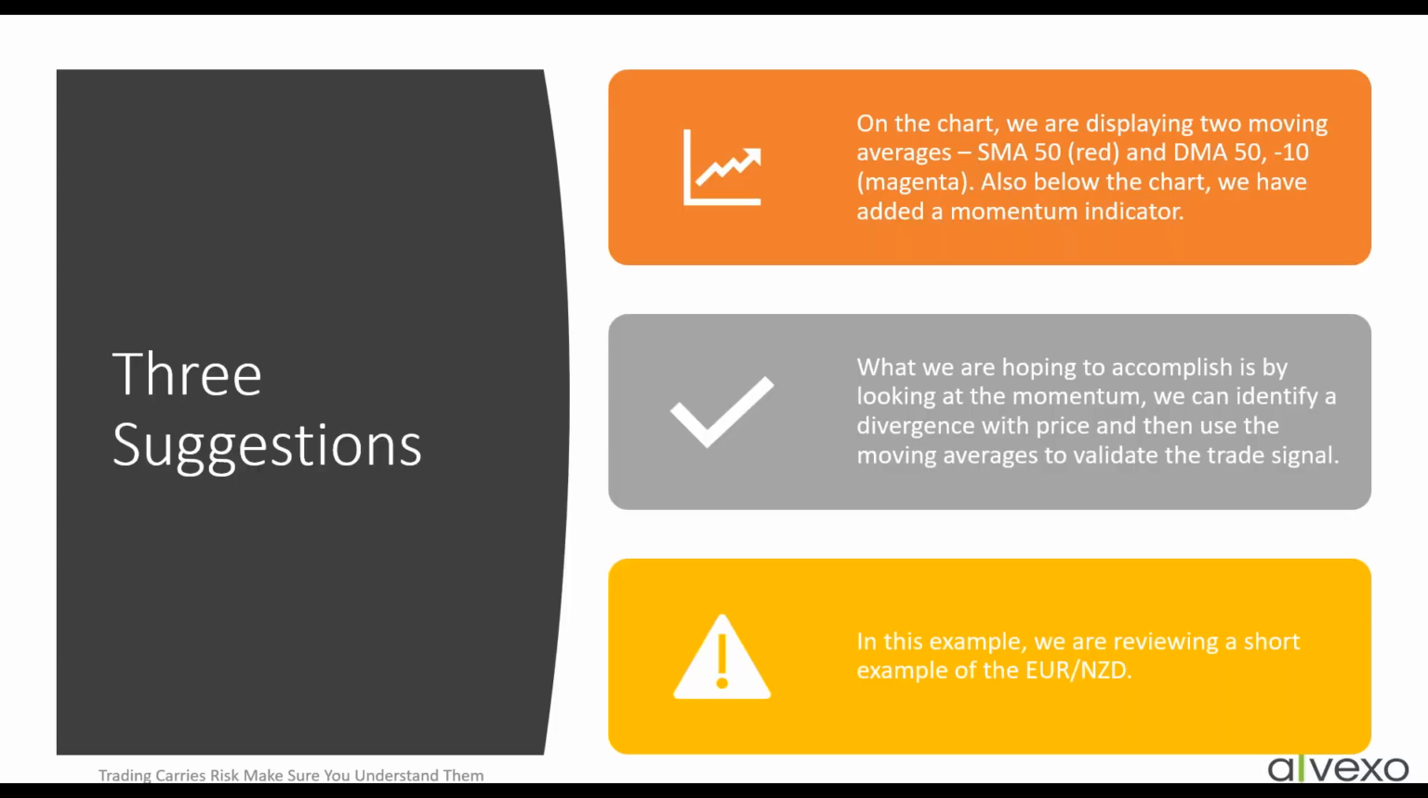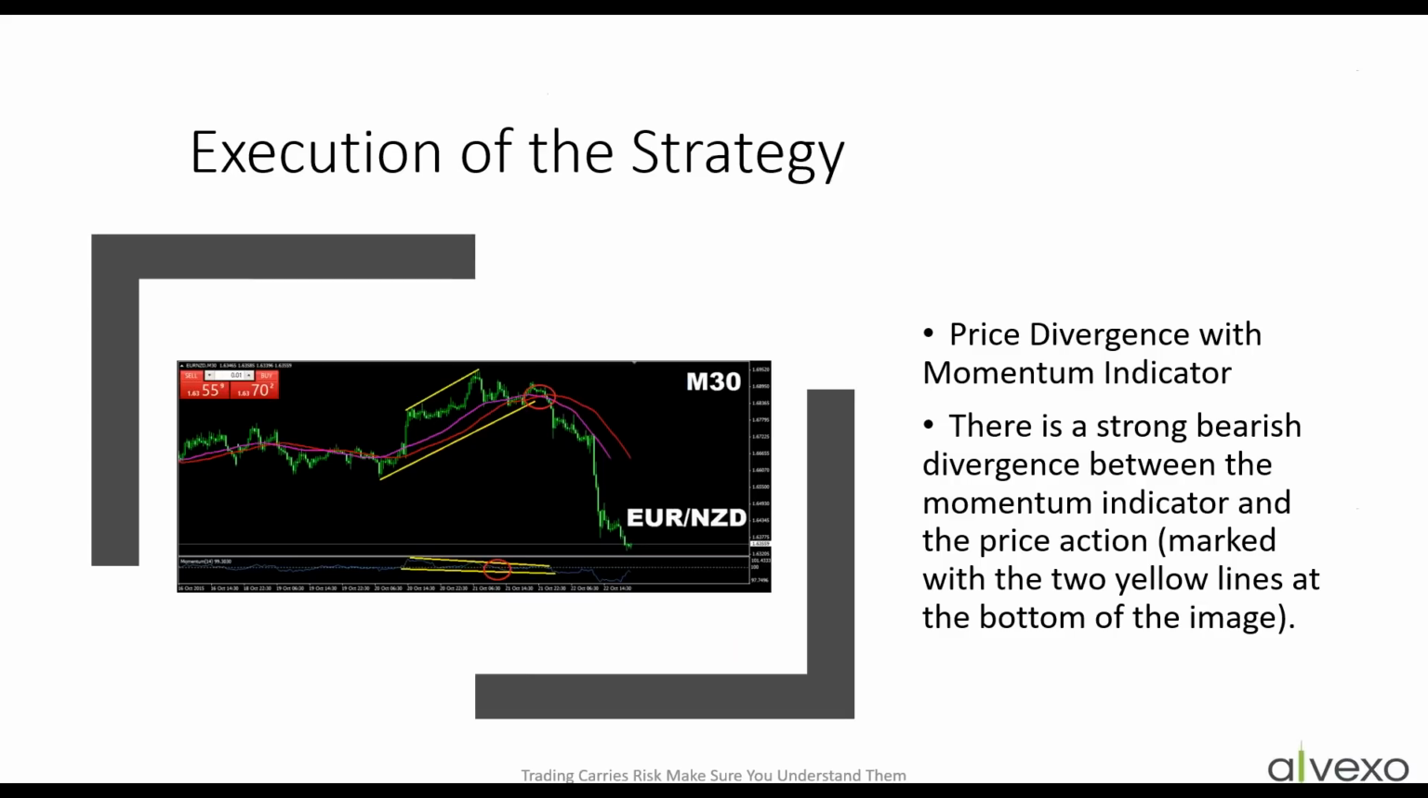So what we're hoping to accomplish is that looking at the momentum, we can identify a divergence with price, and then we can use the moving averages to validate the trading signal. So in other words, when price diverges from the momentum indicator, there's a strong bearish divergence between the momentum indicator and price action. And if you don't know what divergence is, you need to come to our class on divergence.